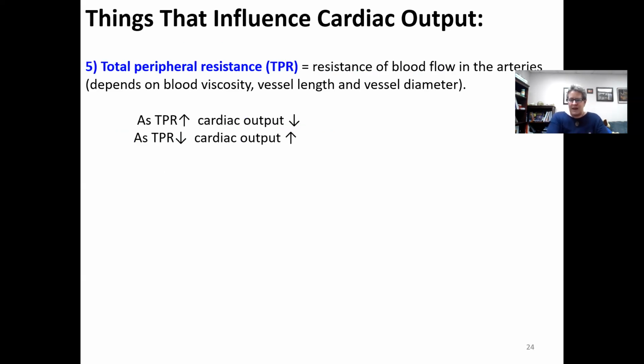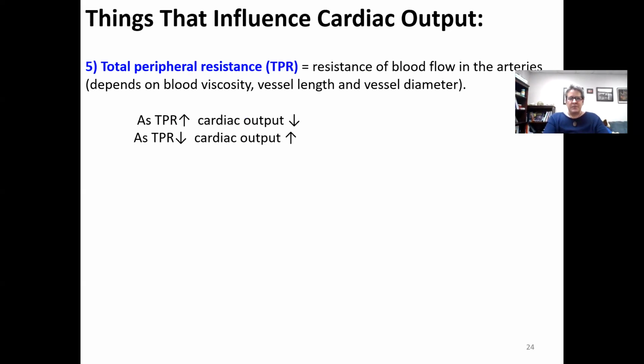Now, let's talk about the last factor. Everything I've talked about up until this point, stroke volume, heart rate, end diastolic volume, and the stretching of the heart, all of those are direct proportional relationships. As one of those factors goes up, cardiac output goes up. If one of those factors goes down, cardiac output goes down. The arrows go in the same direction. Total peripheral resistance does not follow this. It's an inverse relationship. As it goes up, cardiac output goes down. As it goes down, cardiac output goes up.